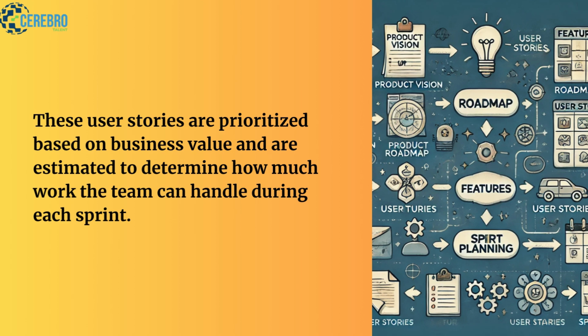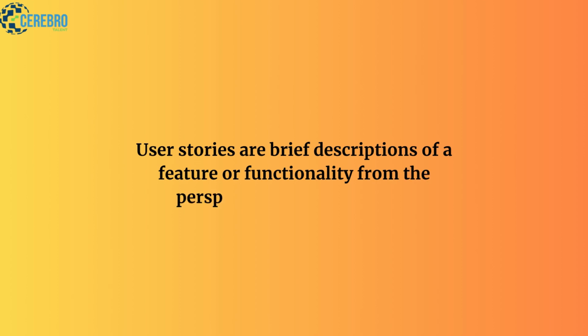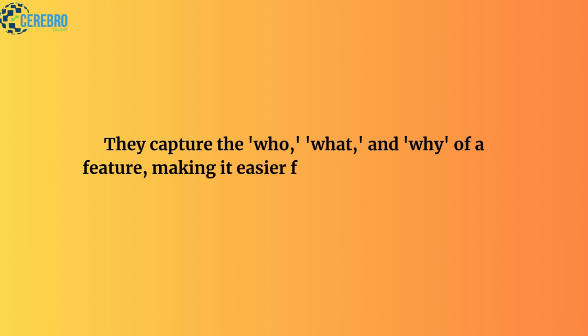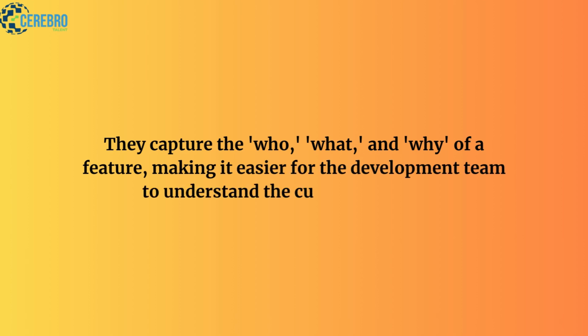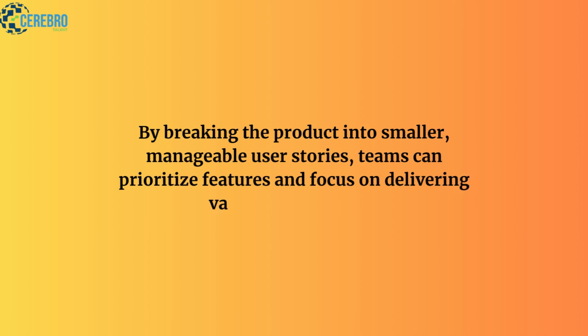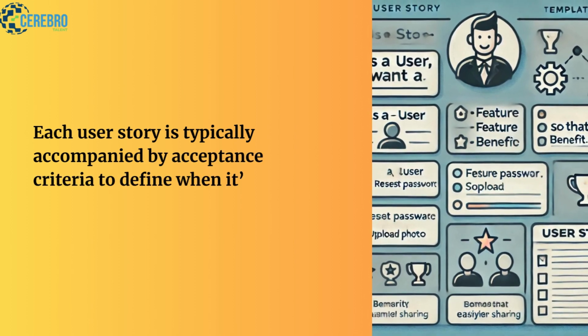handle during each sprint. User stories are brief descriptions of a feature or functionality from the perspective of the end user. They capture the who, what, and why of a feature, making it easier for the development team to understand the customer's needs. By breaking the product into smaller, manageable user stories, teams can prioritize features and focus on delivering value incrementally. Each user story is typically accompanied by acceptance criteria to define when it's considered complete.